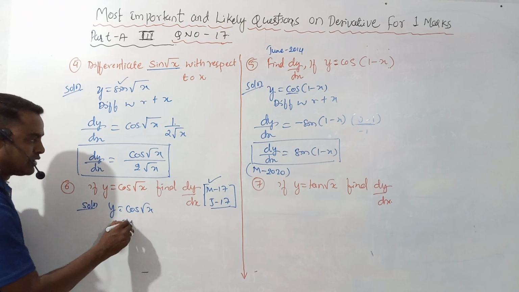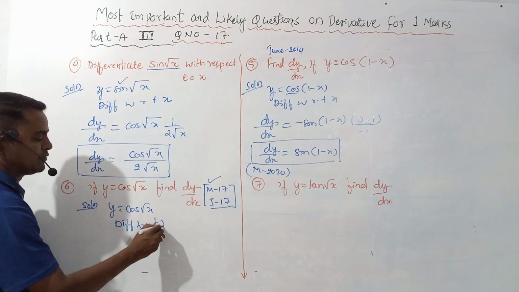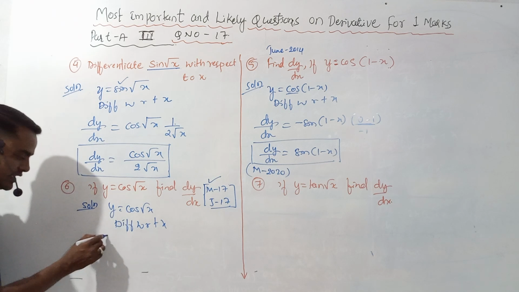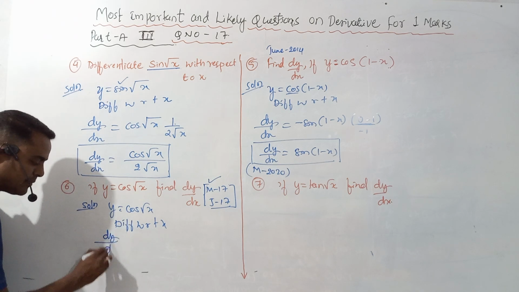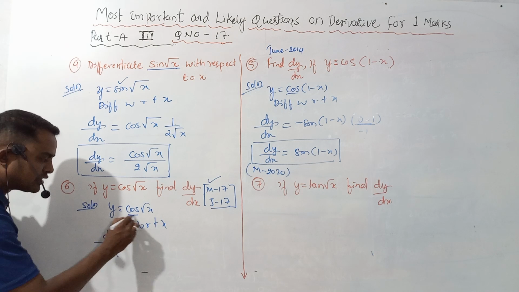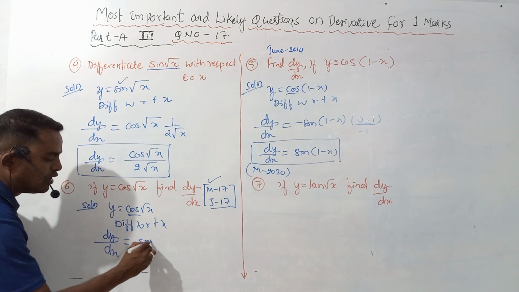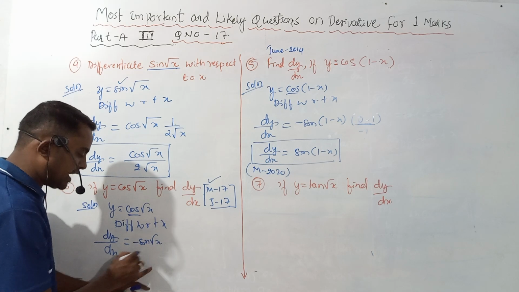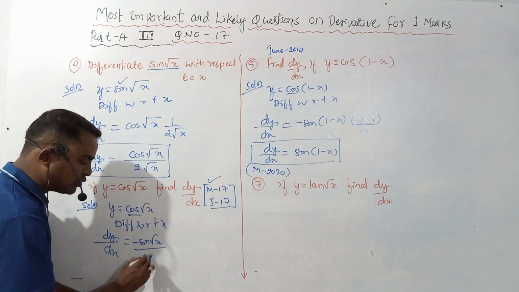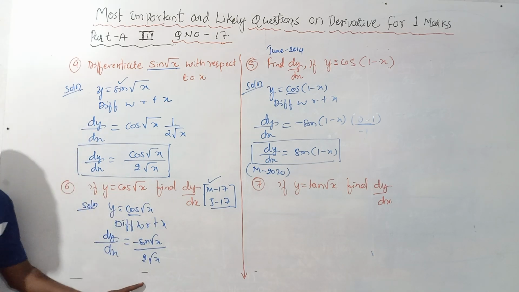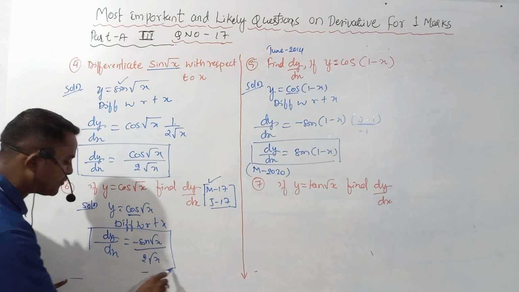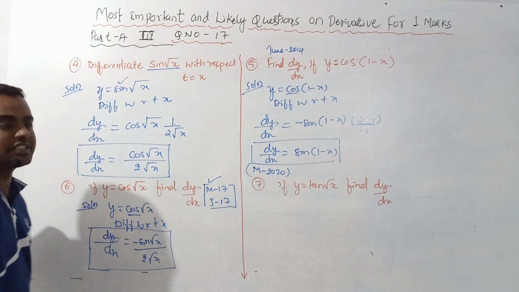Differentiate with respect to x. This is exactly the same as we did with sine root x. That is dy by dx. Derivative of cos is minus sine root x. Derivative of root x is 1 by 2 root x. I am directly writing divided by 2 root x, because 1 into sine is sine. This is the final answer.